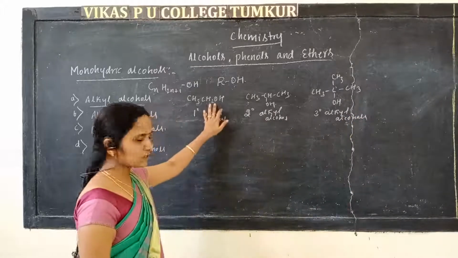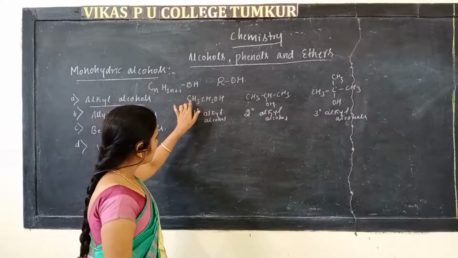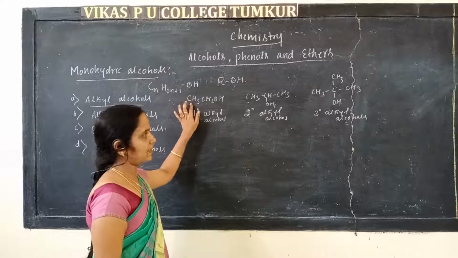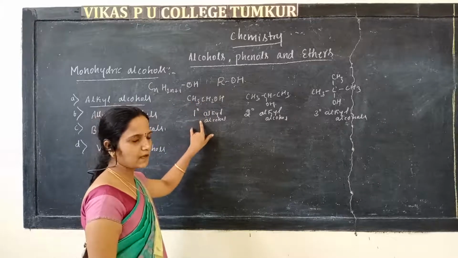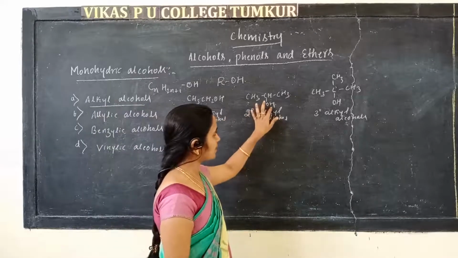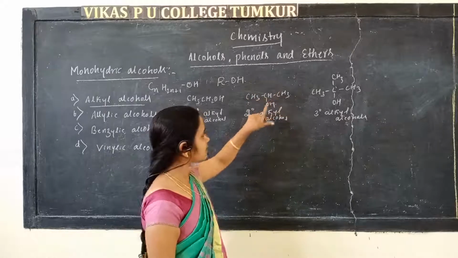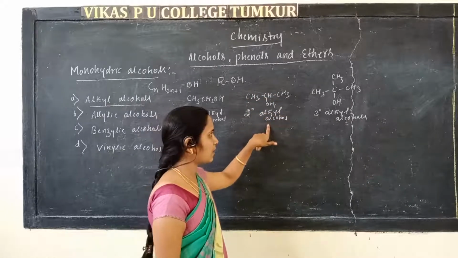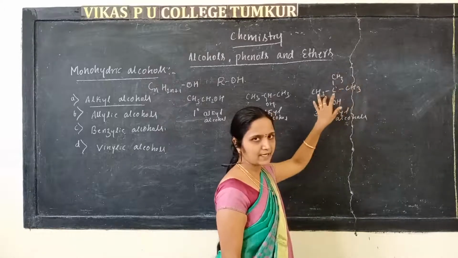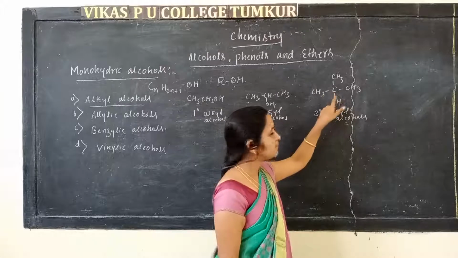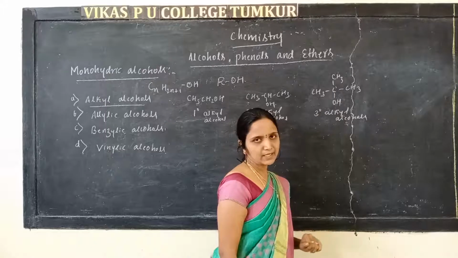Because in the first case, the OH group is attached to a carbon which is bonded to only one carbon. That's why it's called a primary alkyl alcohol. In the second, the OH group is attached to a carbon attached to two carbon atoms, so it's called a secondary alkyl alcohol. This carbon is a tertiary carbon, attached to three carbon atoms. Then the OH group is attached to the tertiary carbon, therefore we call it a tertiary alkyl alcohol.